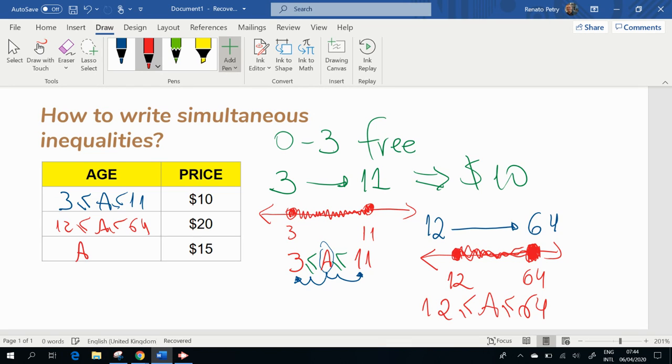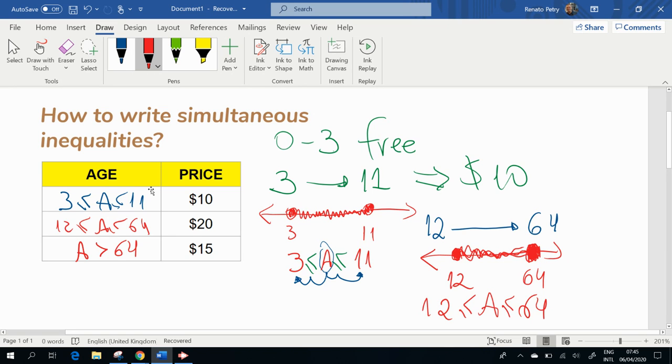And then all the people who are greater than 64, not counting 64, so I can put greater than 64, are going to pay 15. Then I have my two ranges. And the second one, very good. I like it. I have a range.